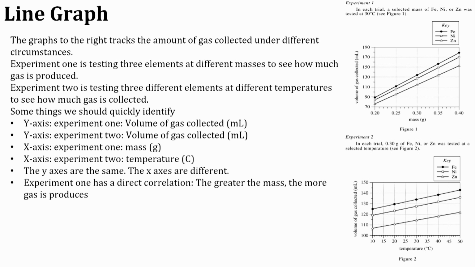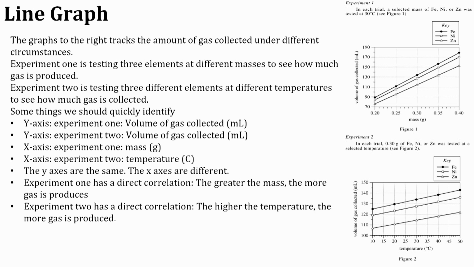Okay? Experiment 1 has a direct correlation. The greater the mass, the more gas is produced. So look at that top graph over there. You see how it's an upward slope? This is a direct correlation. So what's going on here is that as the mass increases, the amount of gas collected also increases. Let's look at experiment 2. Experiment 2 also has a direct correlation. The higher the temperature, the more gas is produced. Okay?